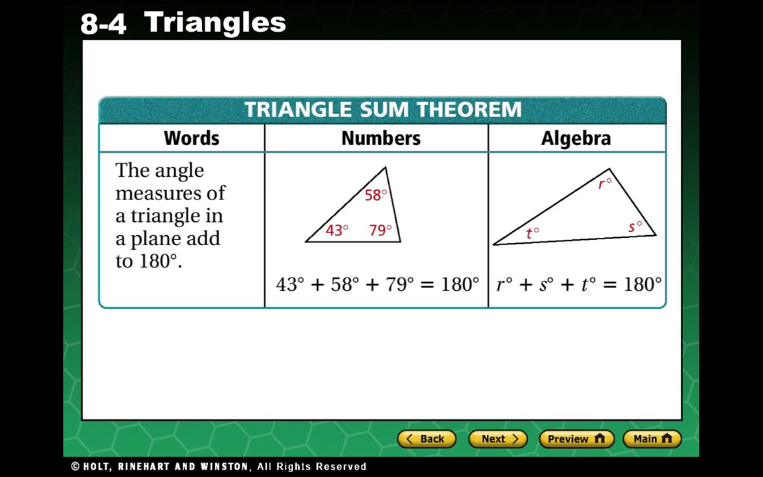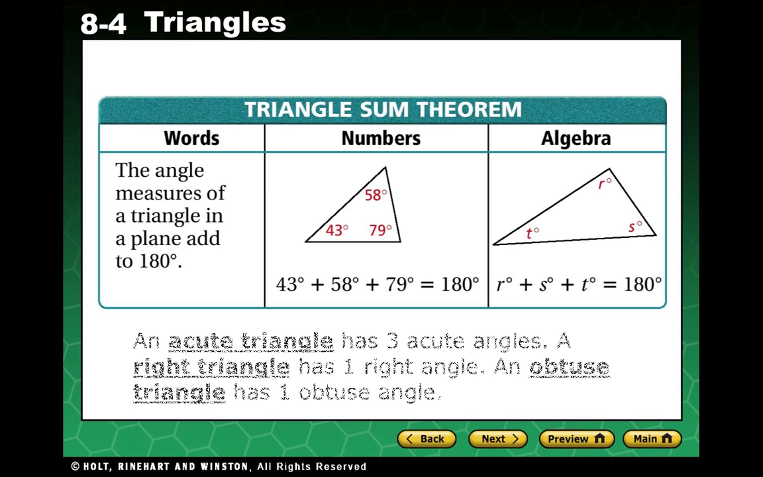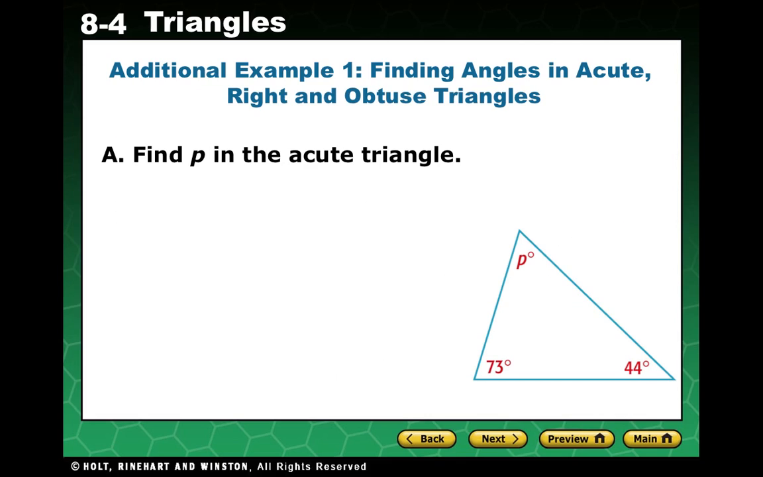And just a couple of examples to explain that. An acute triangle has three acute angles. Remember, acute angles are less than 90 degrees. A right triangle has one right angle, one 90-degree angle, and an obtuse triangle has one obtuse angle, one angle larger than 90 degrees.